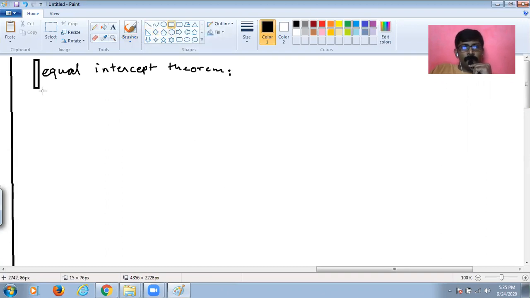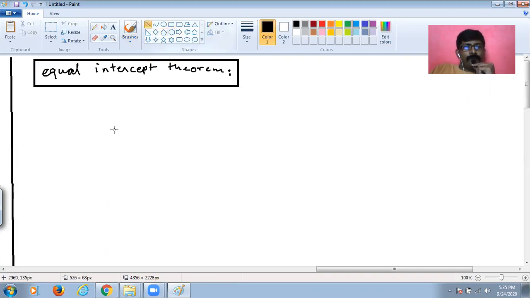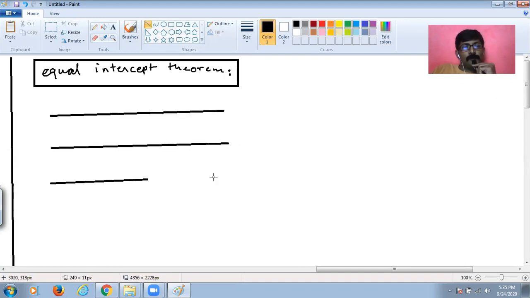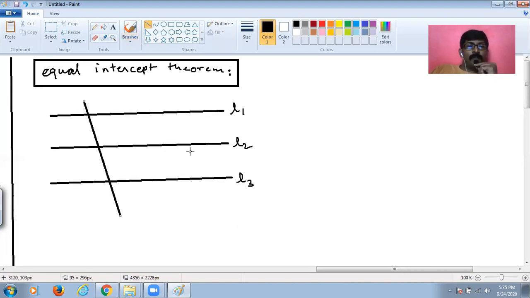Let's see this. If three lines are parallel, say L1 is parallel to L2 is parallel to L3. So what is the statement? If L1 is parallel to L2 is parallel to L3, and if there are two transversals intersecting the lines L1, L2, L3 at points, let's say A, B, and C, and this transversal 2 is intersecting L1, L2, L3 in the points D, E, and F.